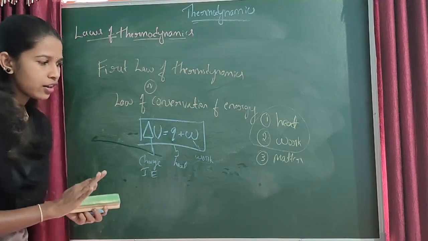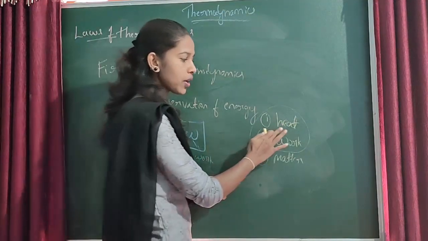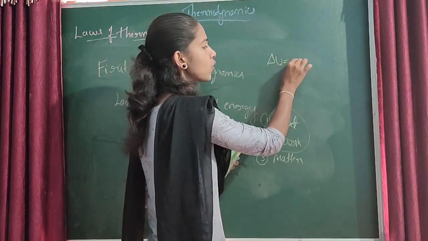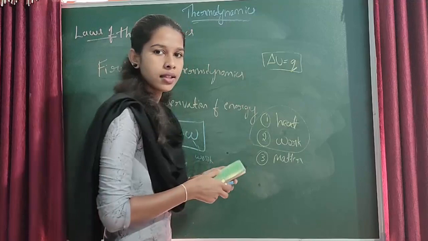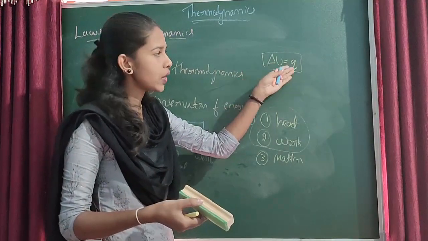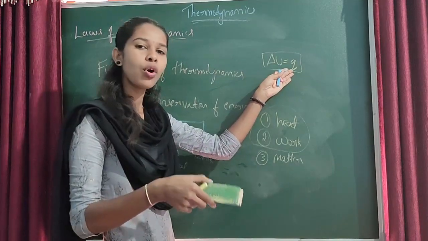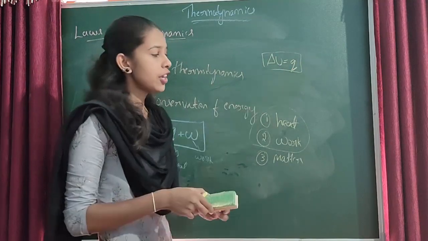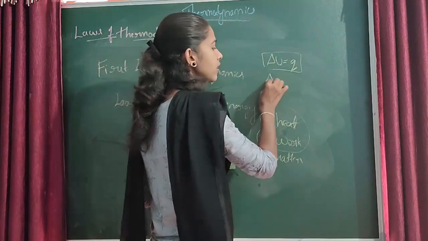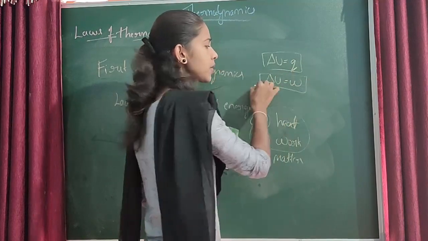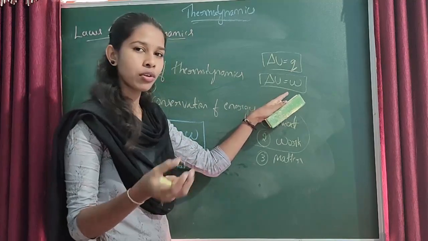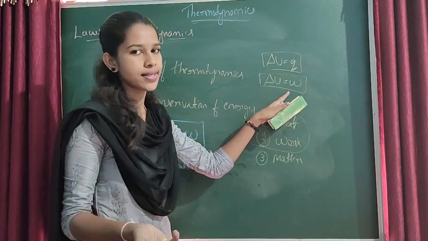If the internal energy of the system changes only because of heat change, then we can write delta U is equal to Q. That means whatever the amount of internal energy changing in the system will be equal to the amount of heat added to the system or removed from the system. If internal energy of the system changes only because of work, then we can write delta U is equal to W. That means whatever the amount of internal energy is changing in the system will be equal to the amount of work done by the system or work done on the system.